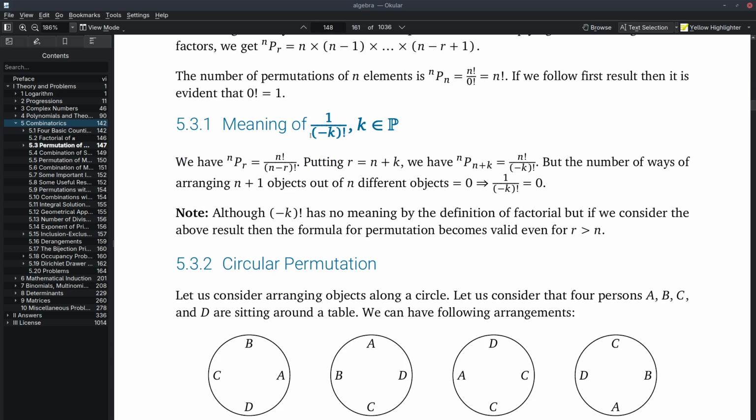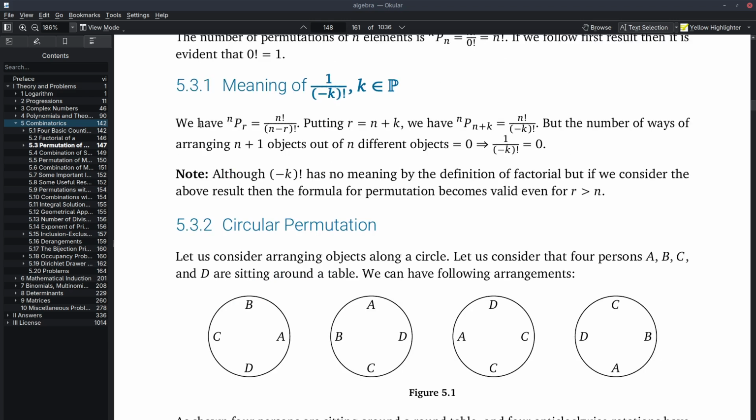Consider the meaning of 1 by minus k factorial, where k is in the set of positive integers. We have nPr is equal to n factorial by n minus r factorial. Putting r is equal to n plus k, we have nP(n plus k) is equal to n factorial by minus k factorial. But the number of ways of arranging n plus k objects out of n different objects is equal to 0. That is, 1 by minus k factorial is equal to 0. Although minus k factorial has no meaning by the definition of factorial, if we consider the above result, then the formula of permutation becomes valid even for r greater than n.